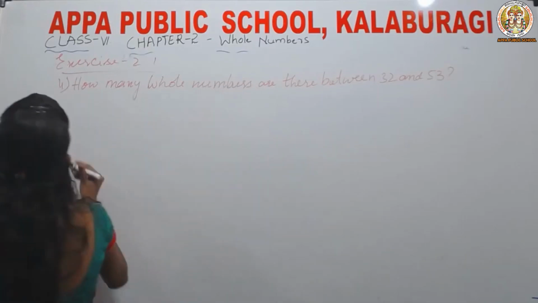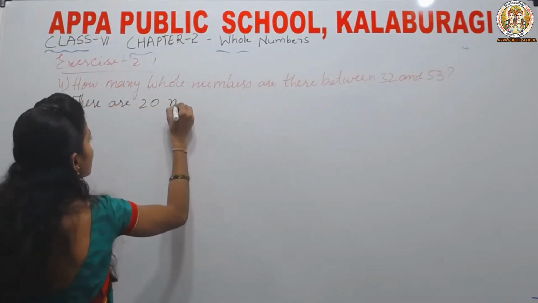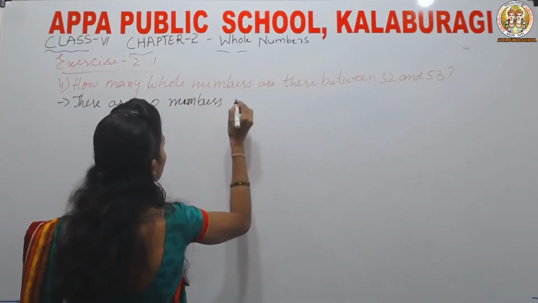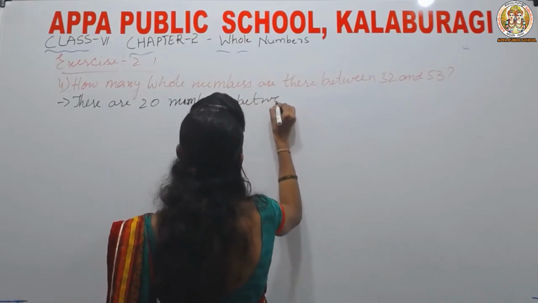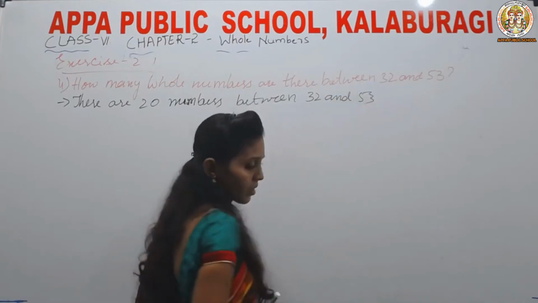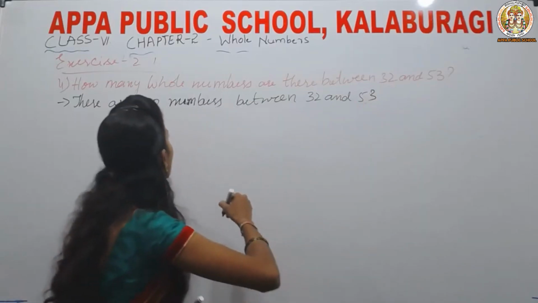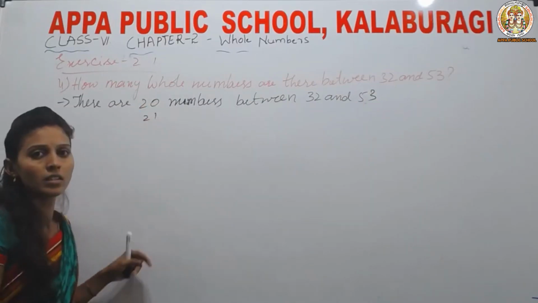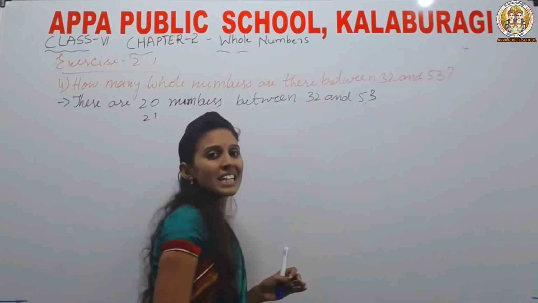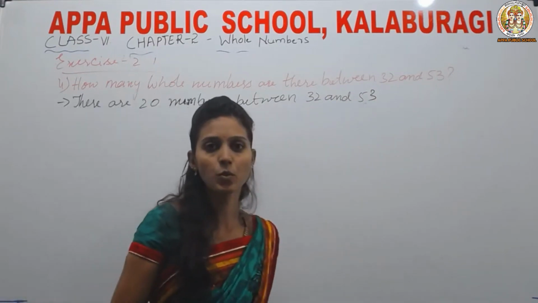So therefore, there are 20 numbers. You can say 21 also, that is not wrong. 20 numbers without 32 and 53. If we find the difference between these two, this will be 21. That is also right. When it is 21, among these two, one number will be considered. Yes. Now, shall we go for the next one?